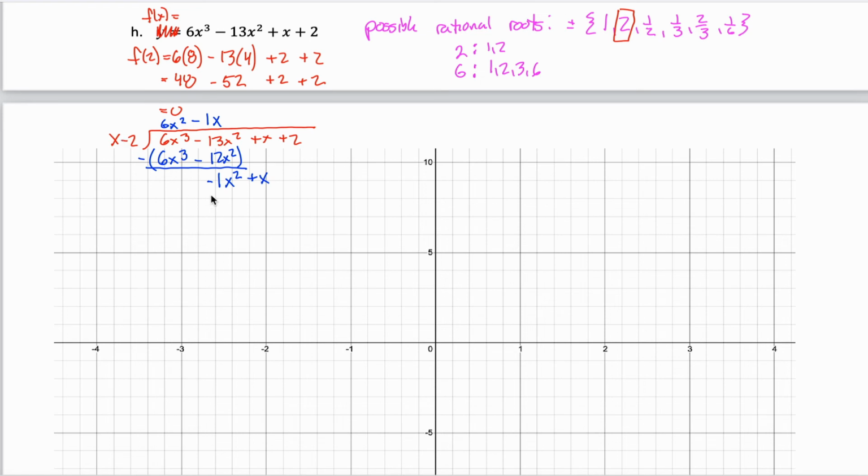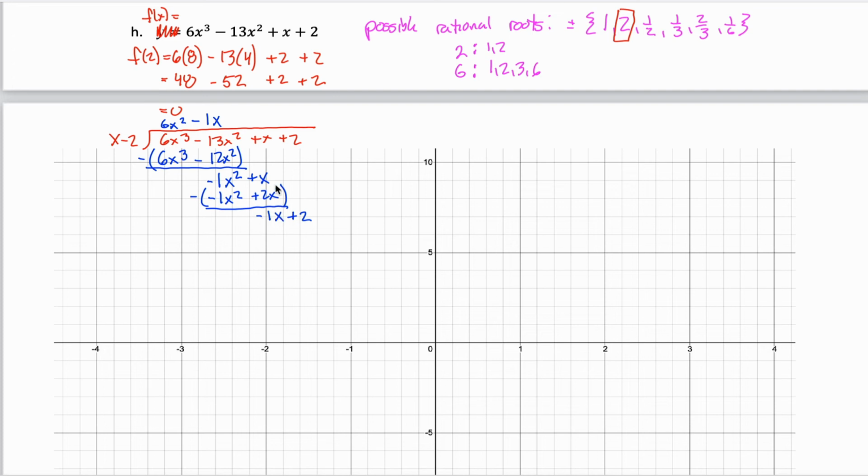Negative 1x times x gives me the negative 1x squared that I'm looking for. Negative 1x times negative 2 gives me positive 2x, and I subtract. Again, I've got to be really careful with the subtraction. This first column goes away completely. The second column, I get x minus 2x, so I get negative 1x. I bring down this 2, and I'm left with negative 1x plus 2.